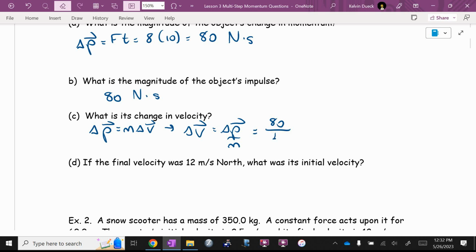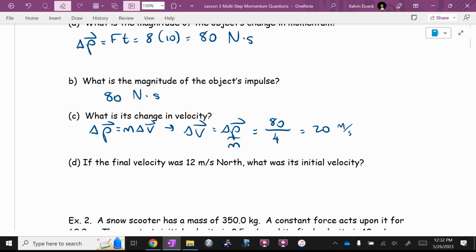Oh, you might be able to do this in your head. 80 divided by 4? What? I think you're right. 20. And this is velocity, change in velocity, so meters per second.